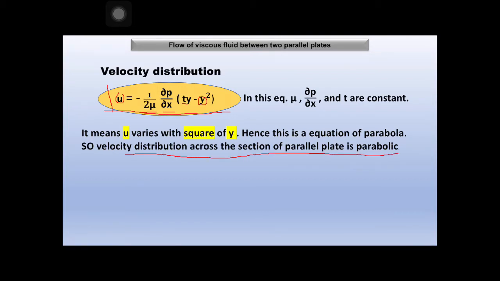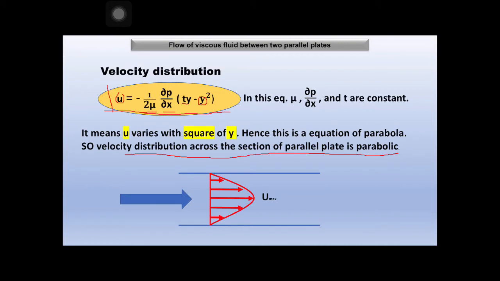So if you represent this velocity distribution equation in terms of a diagram, it will become like this diagram. Here you can see the upper plate and lower plate. The fluid is flowing from left toward the right, and the velocity, that is u max, will be maximum at the center, and the velocity is going to decrease towards the lower and upper plate. Okay, so this is the velocity distribution. I hope you clearly understand it.